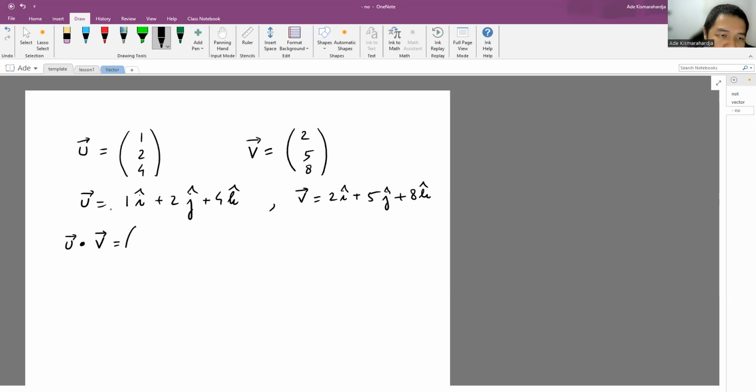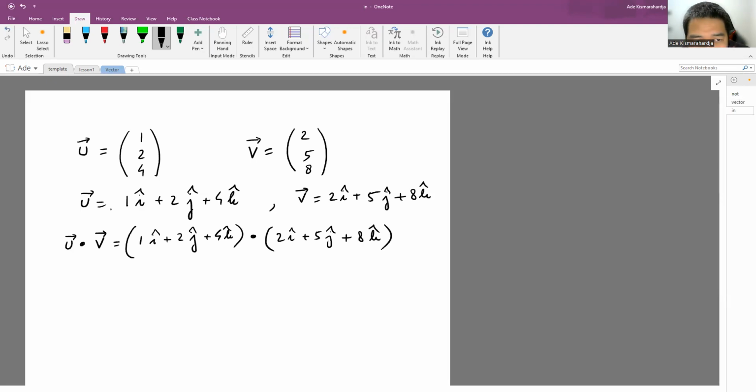This is essentially the same way as when you multiply two terms algebraically. So we have this dot product with that. The question is, how do we multiply them now? Essentially we can multiply them manually, like 1i dot 2i, and after that we add the next one, 1i dot 5j, and then the next one, we add 1i dot 8k. So let me just write down first.